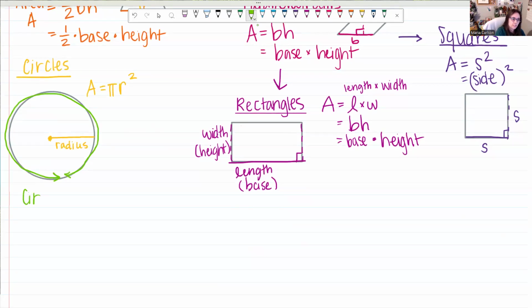So circumference, that's like the perimeter of a circle, really. And that is equal to 2 times pi times the radius. So again, r is the radius.